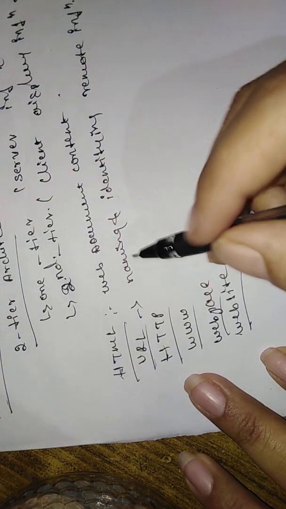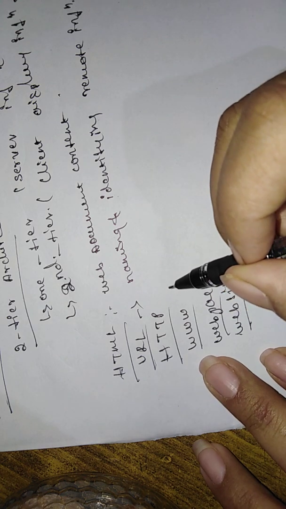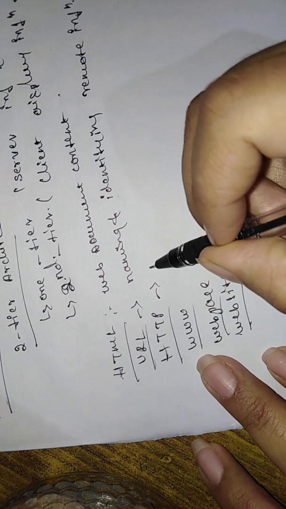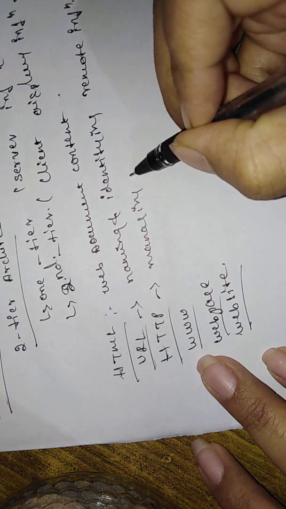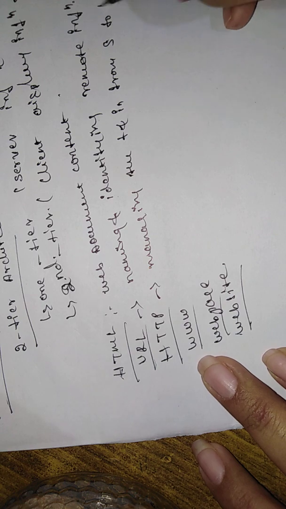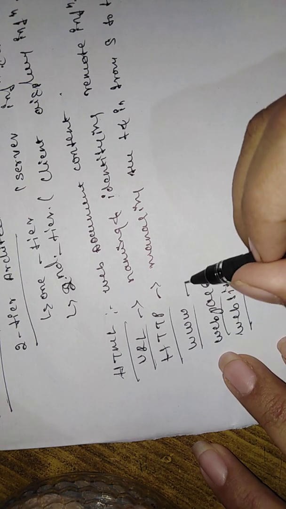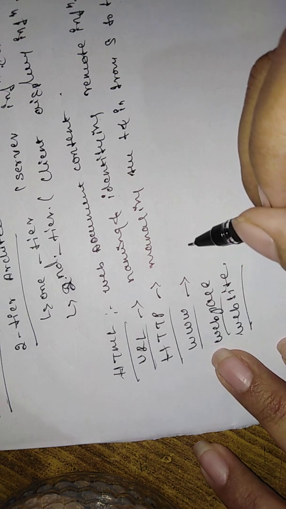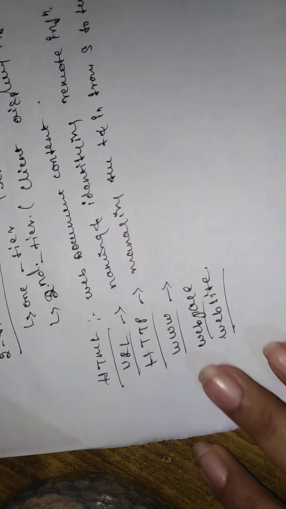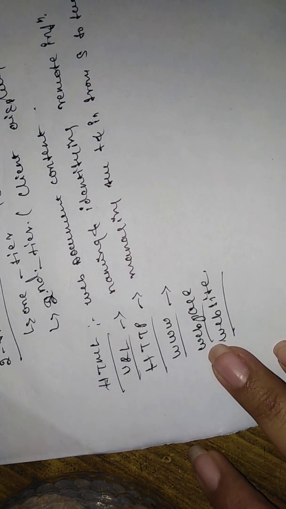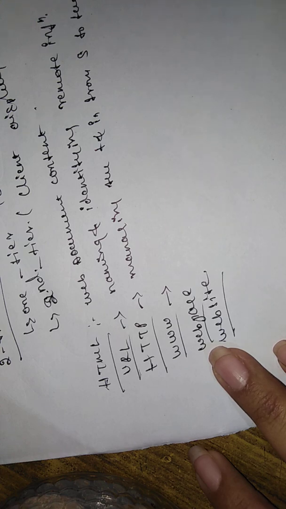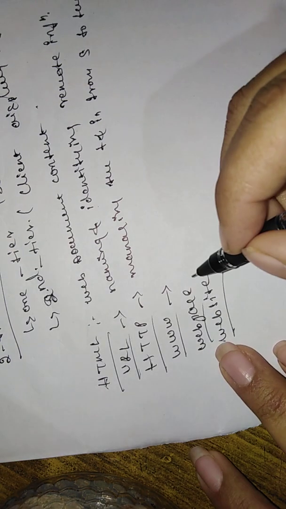This architecture is supported by web standards. You already know what HTML, URL, HTTP, WWW, web page and website are. The client and server architecture is supported by these standards: HTML, hypertext markup language; URL, uniform resource locator; HTTP, hypertext transfer protocol; WWW, World Wide Web; and the web page and website.